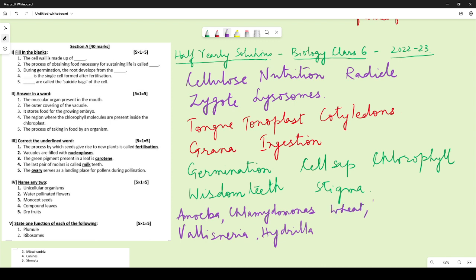Then you have monocot seeds. Wheat, maize, they have monocot seeds. Then compound leaves. Compound leaves are present in neem and rose. Dry fruits: pea, peanuts. They are called dry fruits because their outer wall shrivels up. That's why it is called a dry fruit.